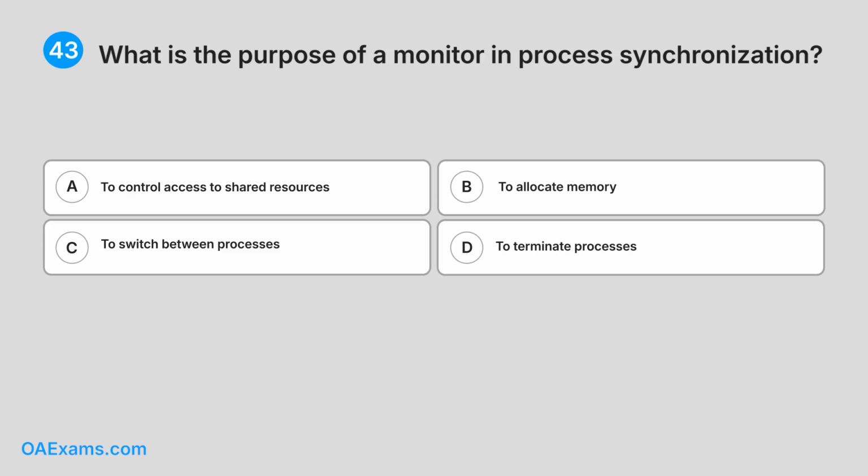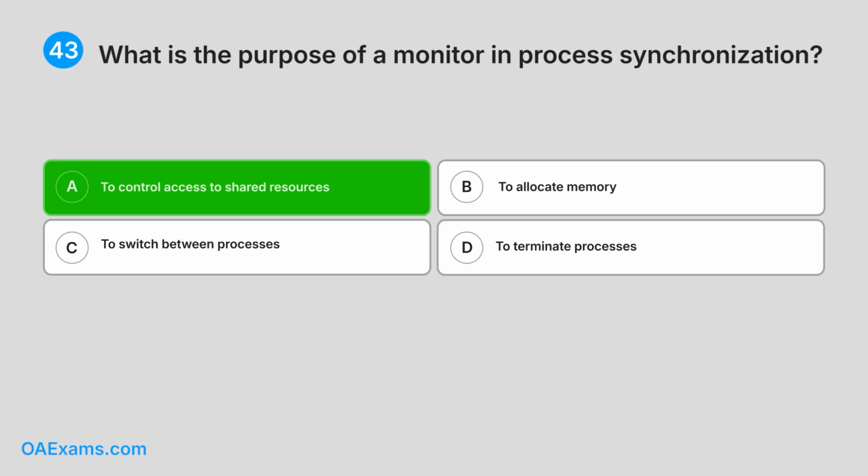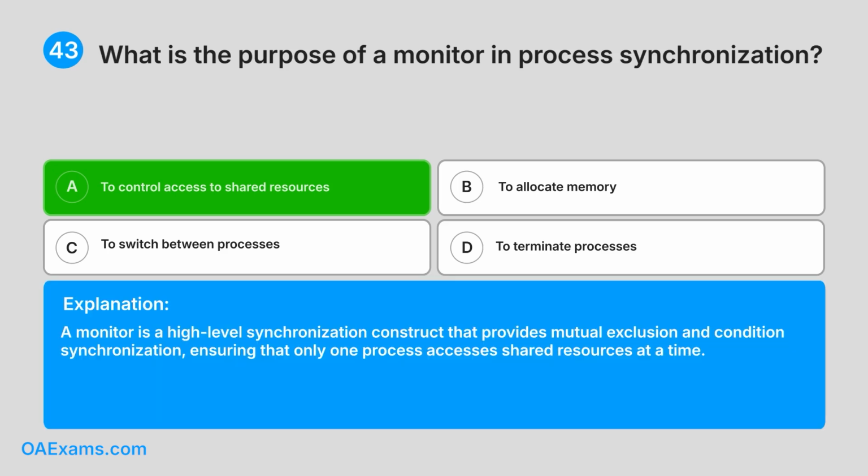Correct answer. A. To control access to shared resources. Explanation: a monitor is a high-level synchronization construct that provides mutual exclusion and condition synchronization, ensuring that only one process accesses shared resources at a time.